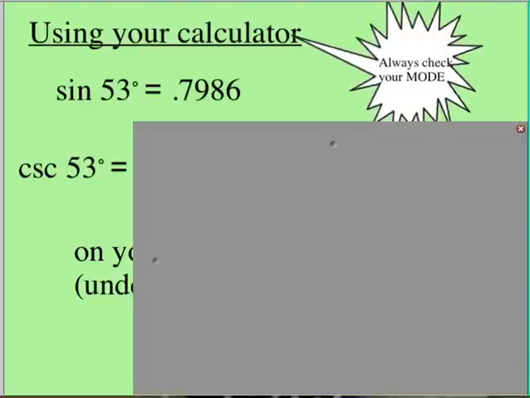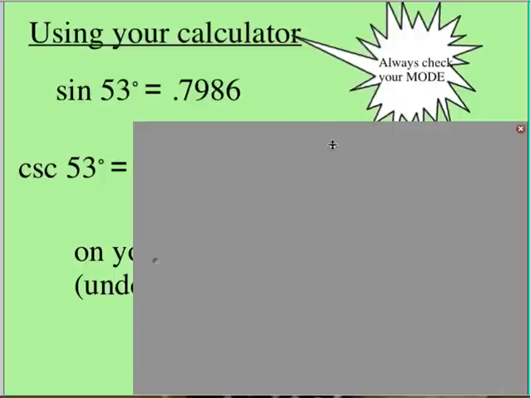Using your calculator. So how do we use our calculator if we have a cosecant or a secant or a cotangent function? So last week we did the ones with sine, cosine, and tangent. One thing you always want to make sure you do is check your mode. Are you in degree mode or radian mode? Specifically with this first example, we had the sine of 53 degrees. Well, I knew I needed to be in degree mode because this was denoted with the little degree symbol. And so then I would just type that into my calculator. But what if I had cosecant of 53 degrees?